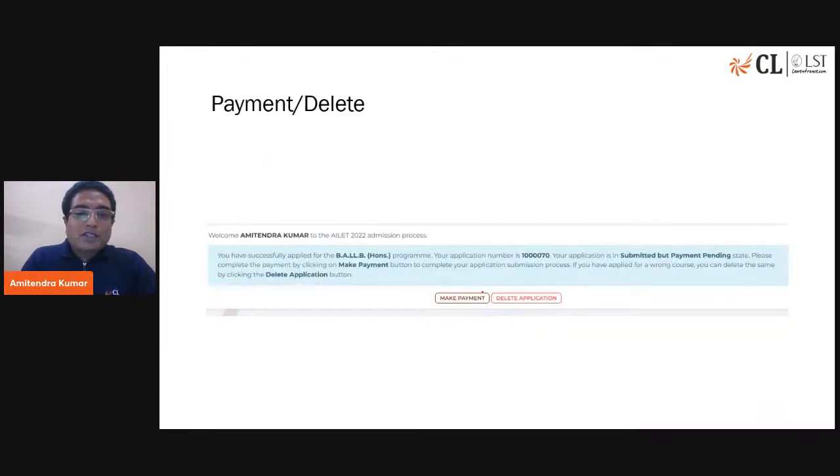You will have two options. One is to make payment. The other one is to delete the application. The moment you proceed and make payment, your application will be submitted and will be considered final. But if you believe that you may have made some mistake and you want to refill the form, you need to click on delete application and start again afresh.